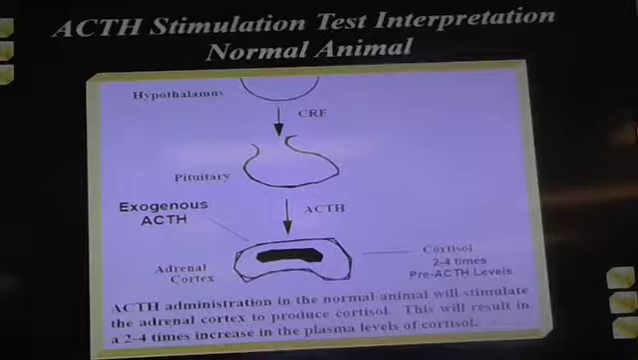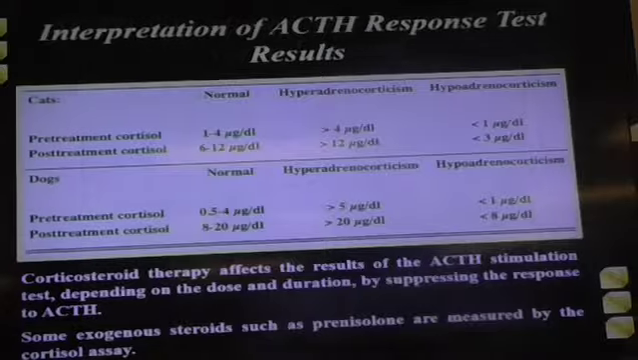Okay, and so what the test is based upon is, if I give ACTH to a normal animal, the cortisol blood levels should increase about 2 to 4 times the resting levels. That's a normal response. Okay.